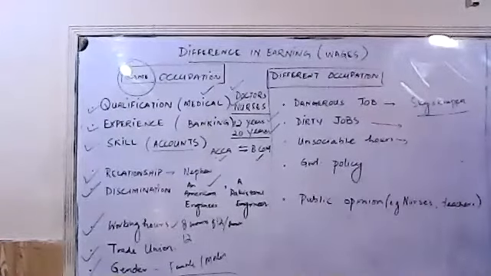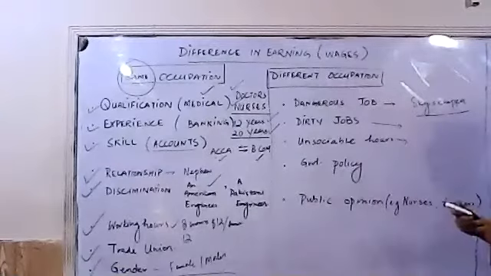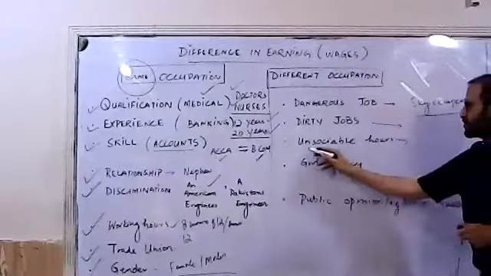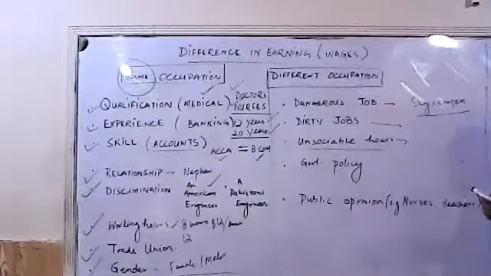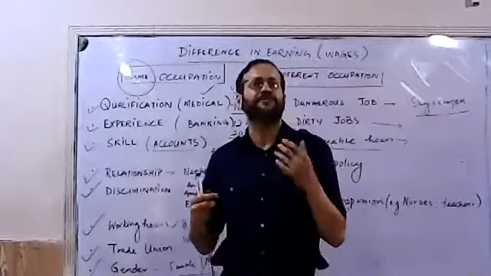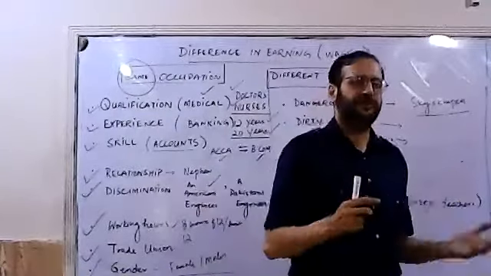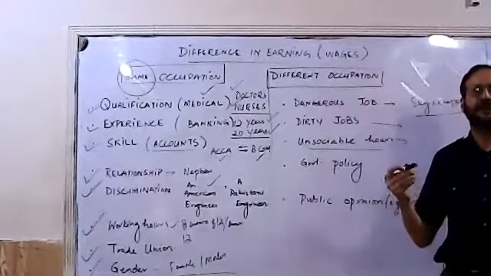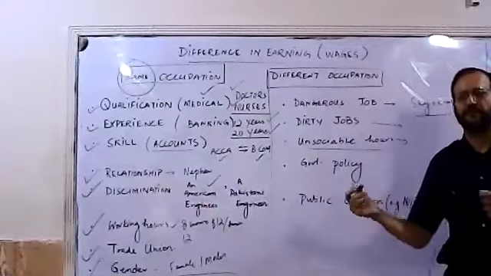Unsociable hours. Now this gives a very small supply of workers. What are unsociable hours? They are those in which you are unable to spend time with your family and friends, and you find it very hard to live a normal life like other people do.